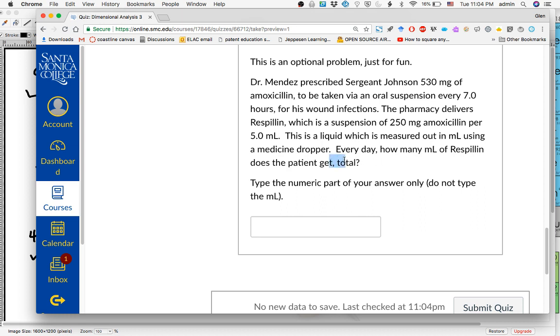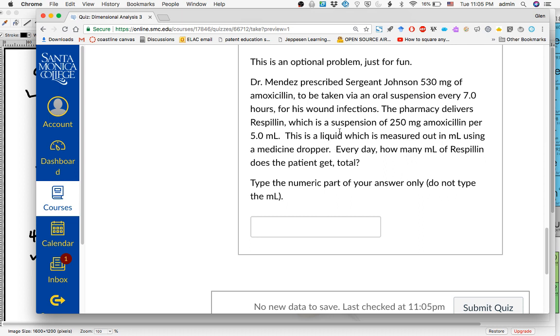So every day, how many milliliters does a patient get total? Right now, the patient is getting a certain amount every 7 hours. The question here is, how many every day? Now, we know every day is 24 hours, right? So we're saying, how many milliliters every 24 hours? All right, let's try this.